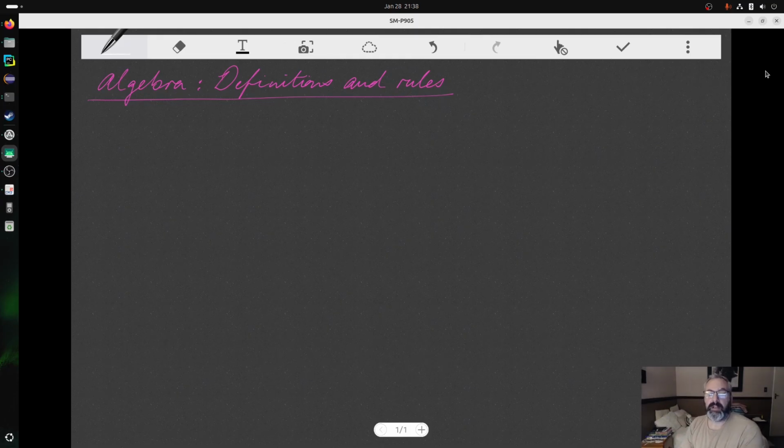And today we are going to have a look at some of the definitions so that when I explain some mathematical concepts to you, you know what I'm talking about, and I don't have to explain everything over and over again. And then rules. And in particular today we are going to have a look at some multiplication rules for algebra.